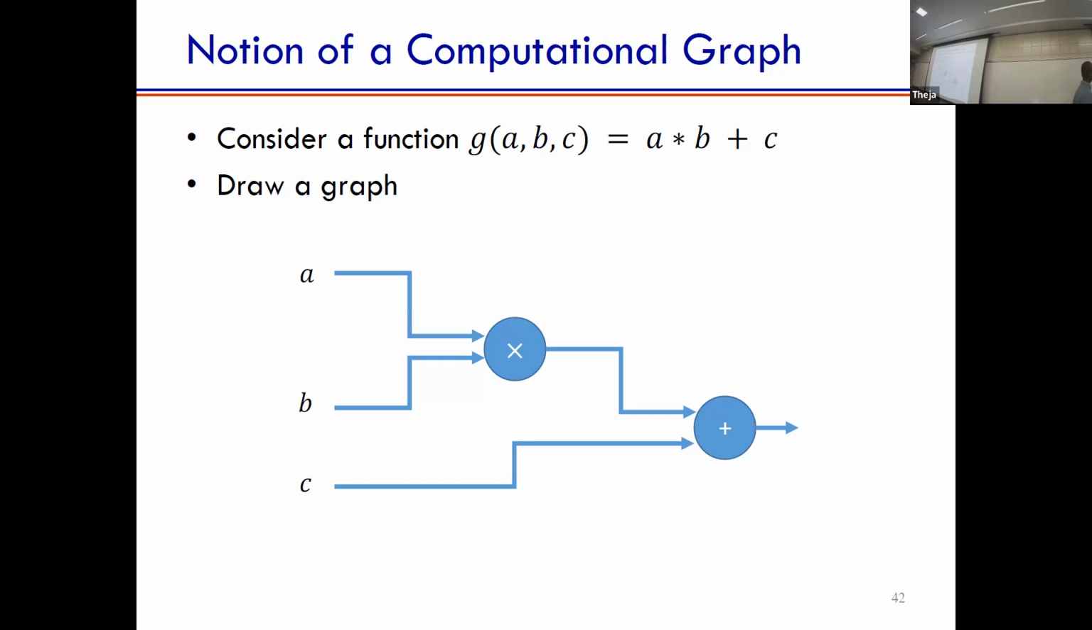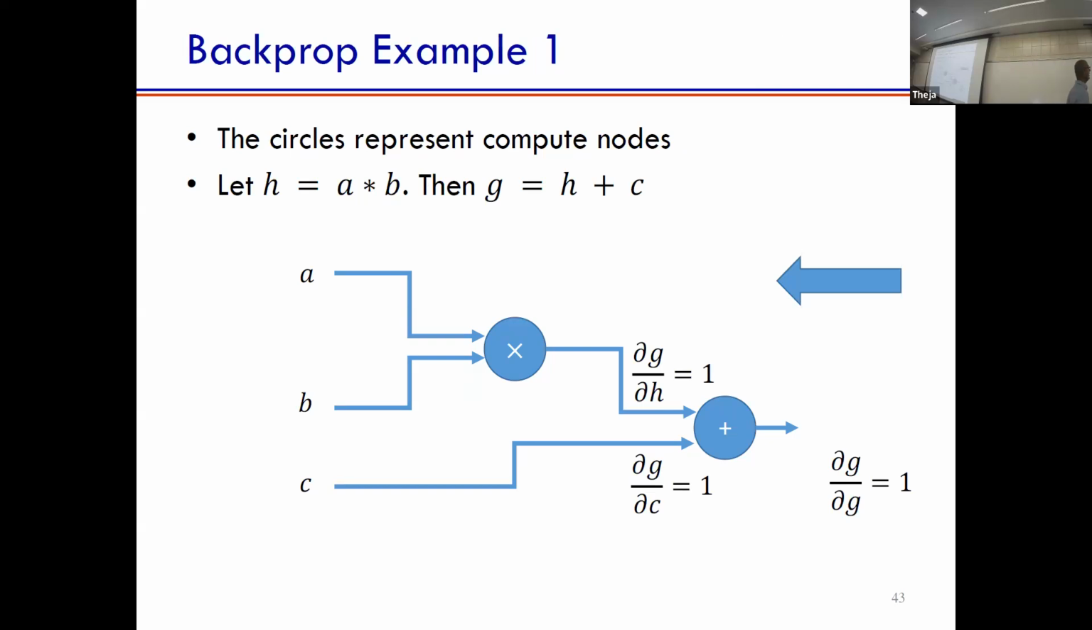So let's look at this example: A, B, and C. A and B are getting multiplied, and C is getting added to the result. So what computations are happening? A simple multiplication and a simple addition, and these are all scalars, so it's a pretty easy example. The circles represent the compute nodes, like the H that we saw, the blue circle. It could be this circle or this circle. Now let's say G is the final output. Let's call the intermediate computation of this multiplication H. So A times B, let's call it H, just using the previous notation here.